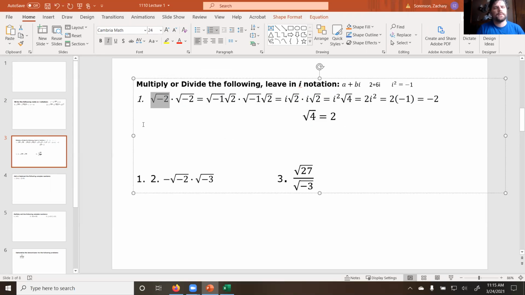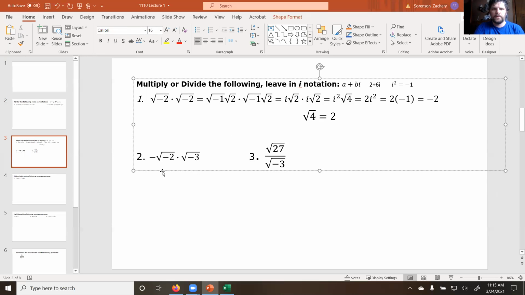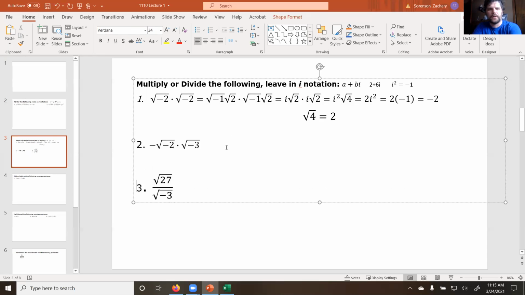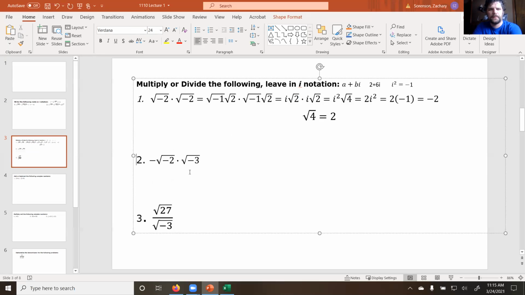How does everyone feel about this first example? Well, I guess this is the third example technically. Great. So someone walk me through how to do 2.